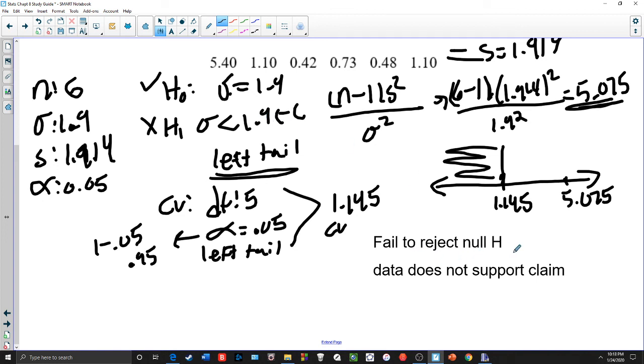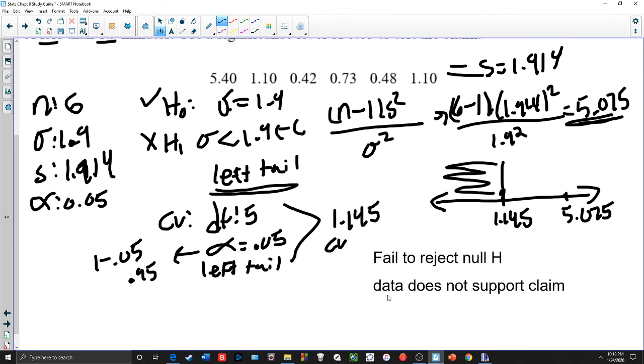So we failed to reject the null hypothesis. Therefore, the claim that the deviation is less than 1.9 is not supported. You would need more data or a different sample to back up that claim if you're going to continue down that route of believing that.